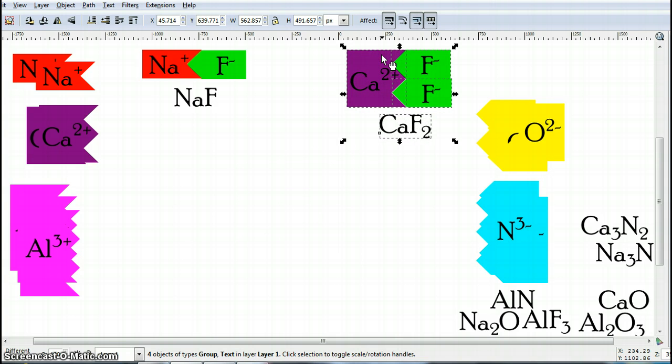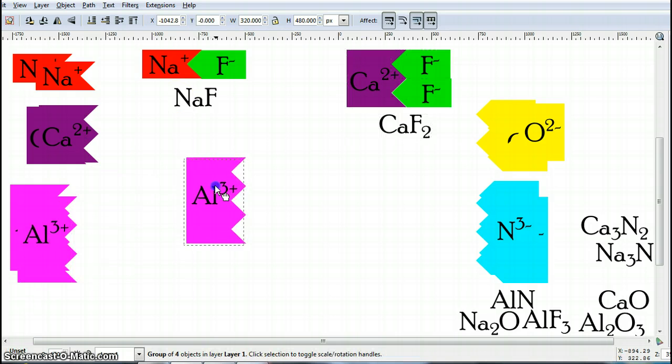All right, we'll take a look at one other example here. For example, let's say we were looking at something a little bit more complex, like Al. And with the Al, we see it has 3 positive charges.